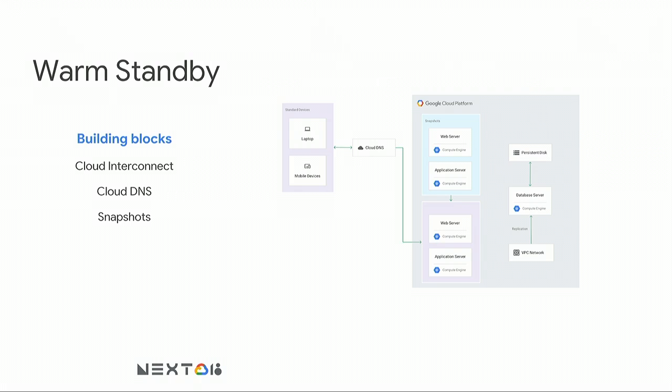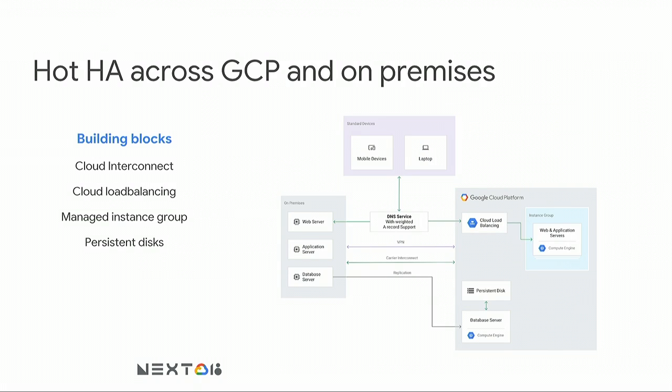And then obviously, to take production workloads, you can enlarge the database so it can cope with the production workloads. And you can have hot HA across GCP and on-premises. If you do this, make sure you've got something that is able to work with weighted records, so you can distribute traffic across premises. All right.